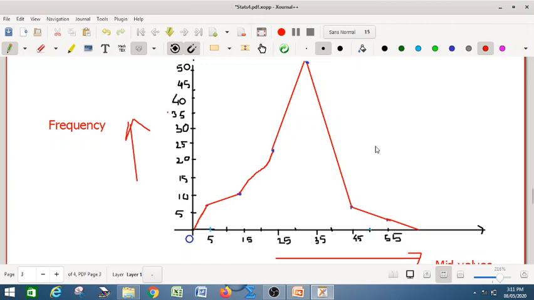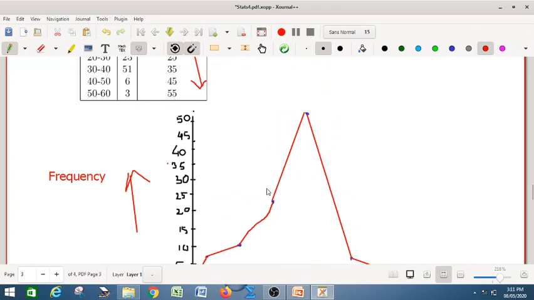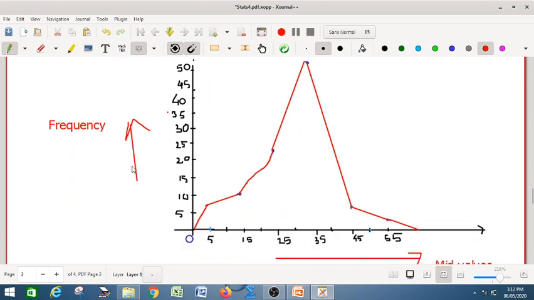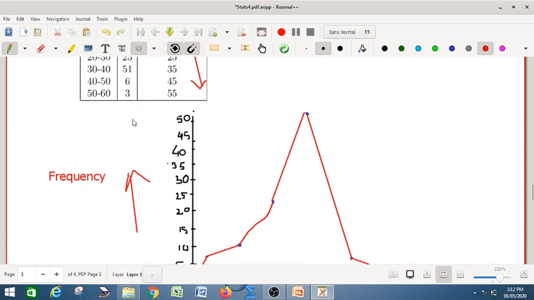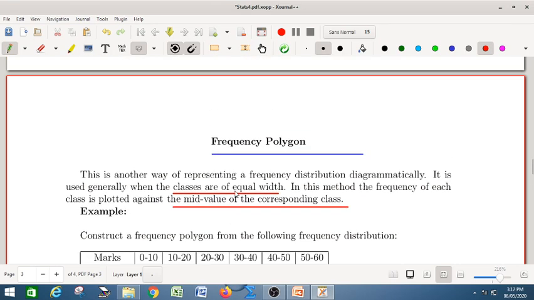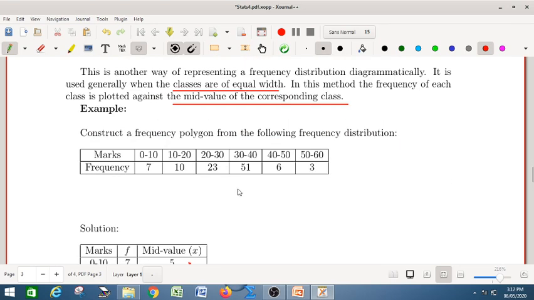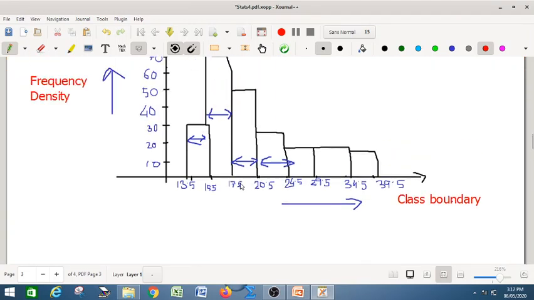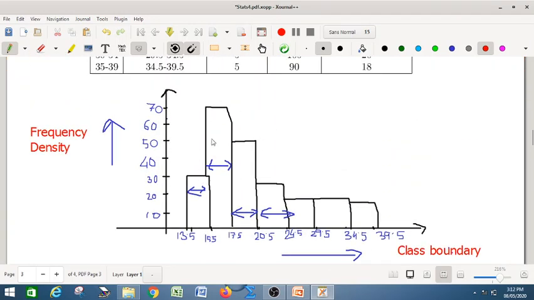Now the frequency polygon can be drawn with mid value along the horizontal direction and frequency along the vertical direction. But one important point is that it is for equal width. And also the frequency polygon can be obtained from the histogram. Go to the histogram. Frequency polygon can be obtained from the histogram by joining the successive midpoints of the top of rectangles which constitute the histogram, and the polygon is completed in the same manner.